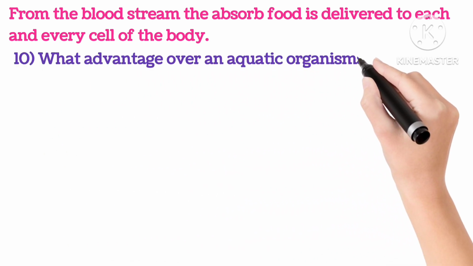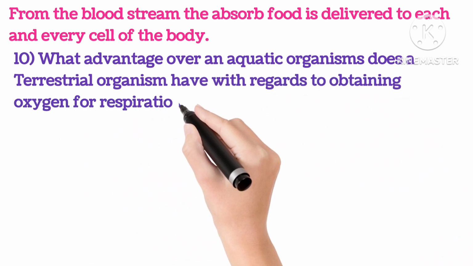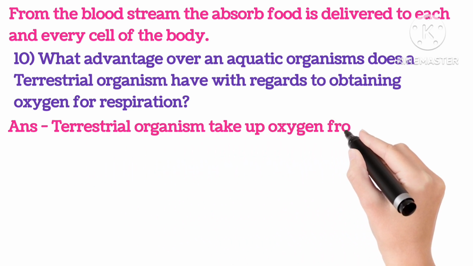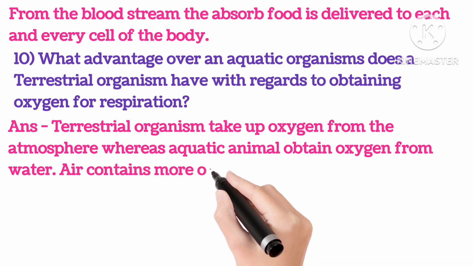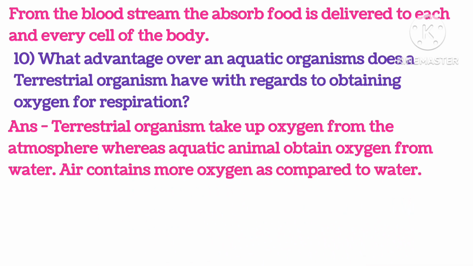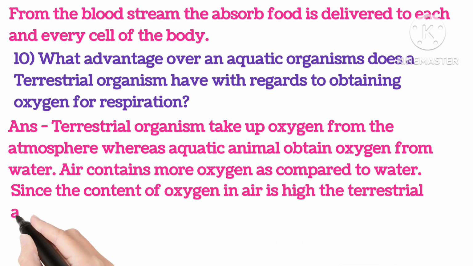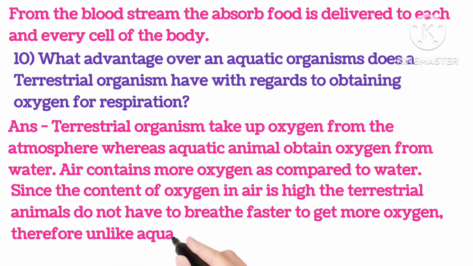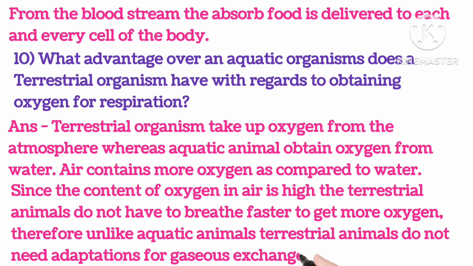What advantage over an aquatic organism does a terrestrial organism have with regard to obtaining oxygen for respiration? Terrestrial organisms take up oxygen from the atmosphere, whereas aquatic animals obtain oxygen from water. Air contains more oxygen as compared to water. Since the content of oxygen in air is high, terrestrial animals do not have to breathe fast to get more oxygen. Therefore, unlike aquatic animals, terrestrial animals do not need adaptations for gaseous exchange.